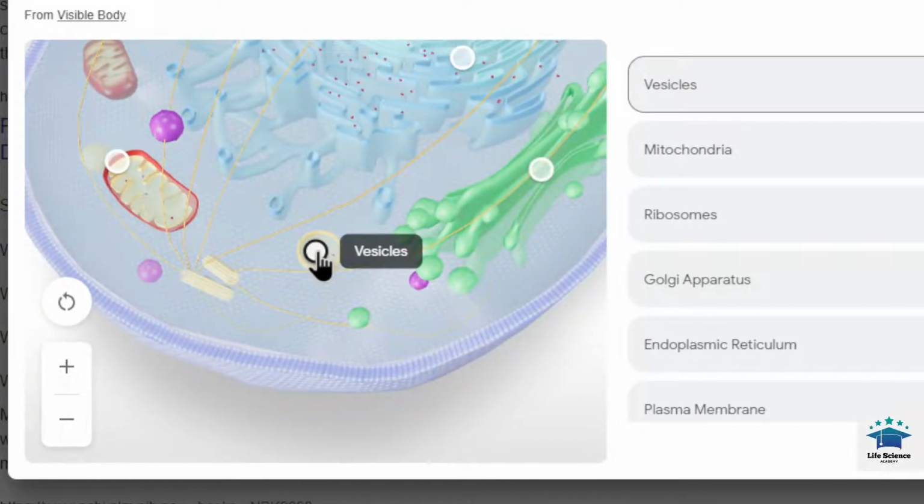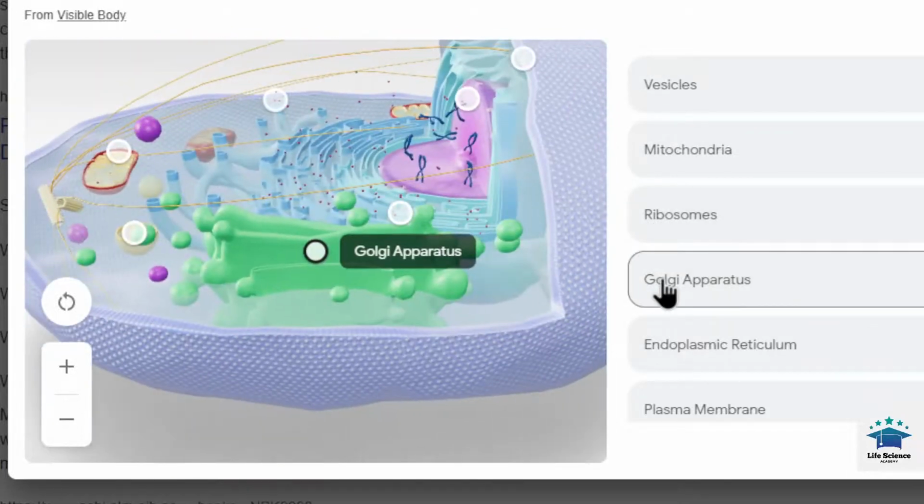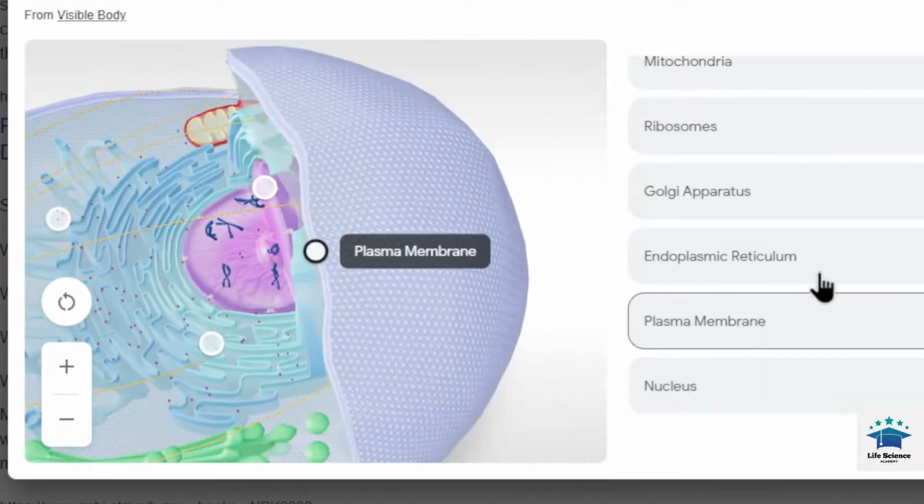What is the function of vesicles? As you all know, there are vesicles, mitochondria, ribosomes, Golgi apparatus, endoplasmic reticulum, and plasma membrane. So this is the structure of a typical eukaryotic cell. This region is a boundary, which we call the plasma membrane.